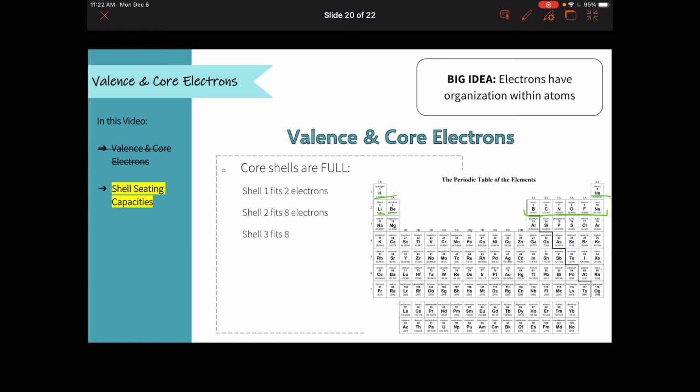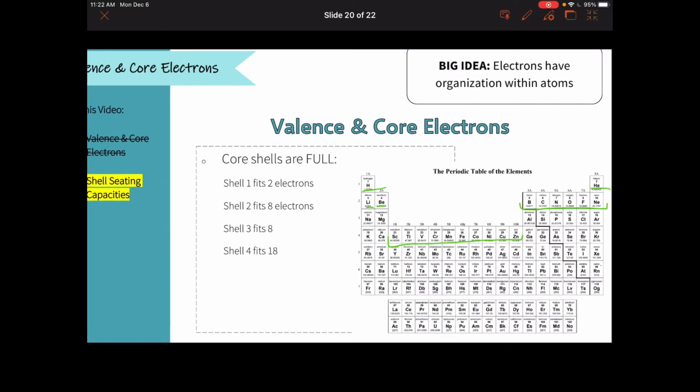Row 3 is the same. In row 4, I add in the 10 transition metal elements, and so row 4 and row 5 each have 18 elements, and shells 4 and 5 each fit 18 electrons.